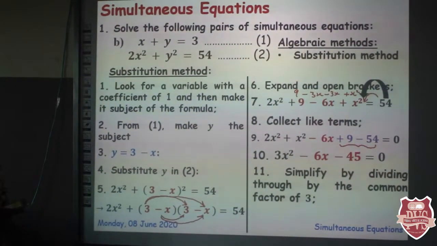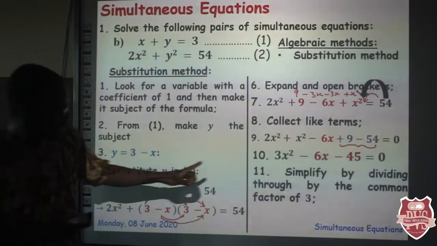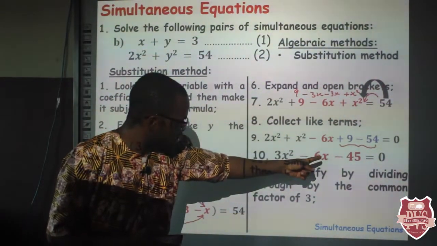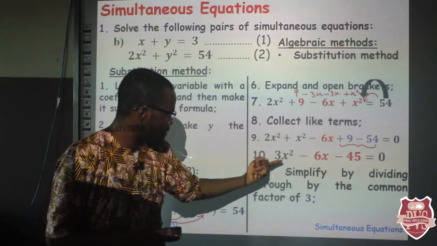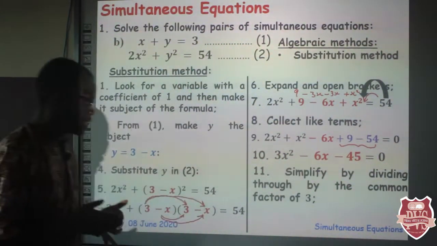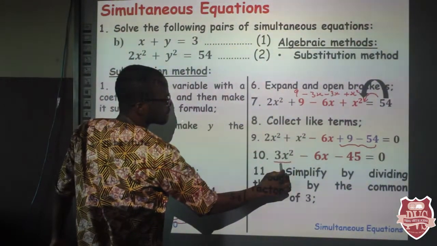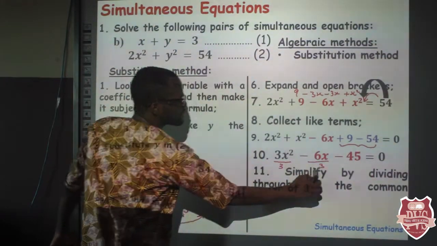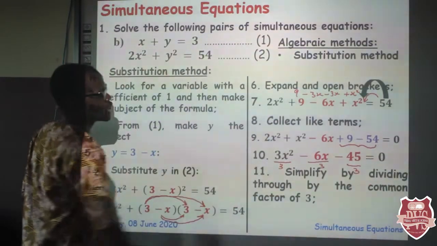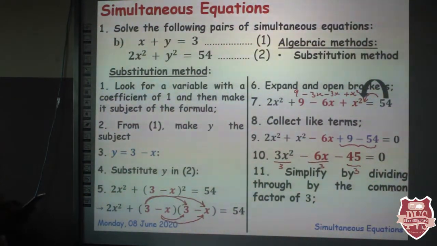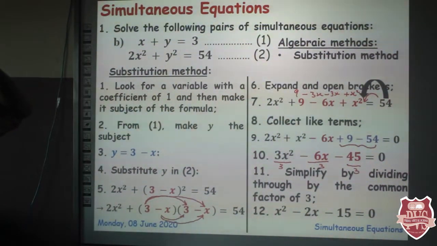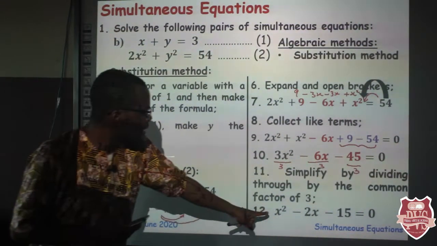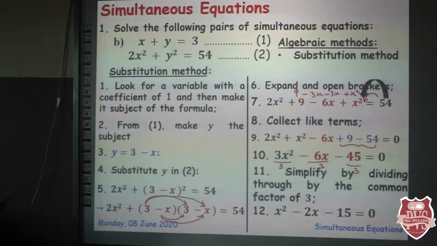So you simplify by dividing through by the common factor of 3. Of course, you will notice that 3 can actually divide through the 3 terms. So you factorize by taking out the common factor. The common factor in this case is 3. You can divide the first term by 3, the middle term by 3, and the last term by 3. When you divide through by 3, 3x squared divided by 3 gives you x squared. 6x divided by 3 gives you 2x, and with the sign, you have minus 2x, and then minus 45 divided by 3 gives you minus 15. So now you have this quadratic equation, which we're going to solve in the next slide.